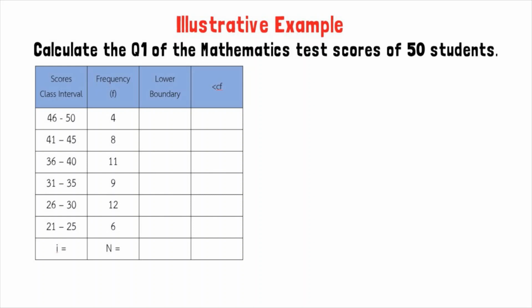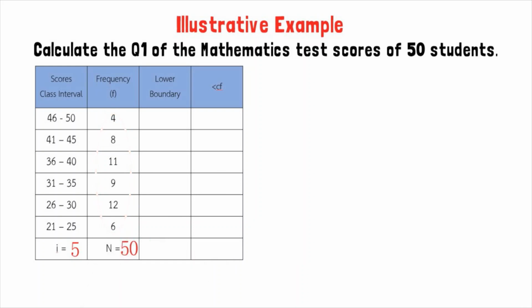So ang class interval natin ay makukuha by counting from the lower limit, which is 21, up to the upper limit, which is 25. We will start with 21, 22, 23, 24, 25. So that means our class interval is equal to 5. After nito ay kukuhanin naman natin ang total number ni frequency. So para makuha natin to, i-add lang natin lahat ng numbers na nasa column ni frequency. Adding this number, it will give us 50. So n is equal to 50.